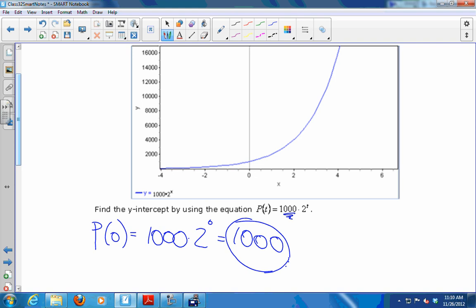So that number represents 3 things, right? It's a number in my formula, it's the initial rabbit population, and it's the y-intercept.